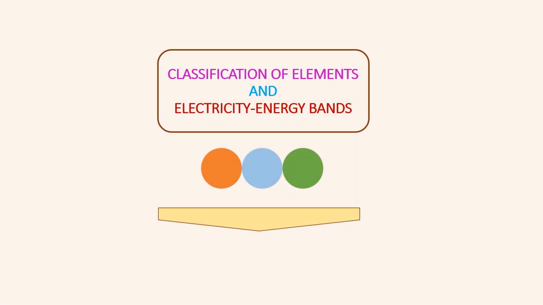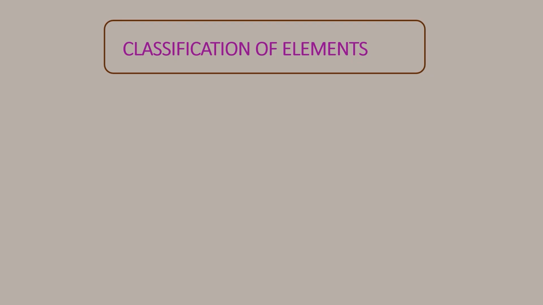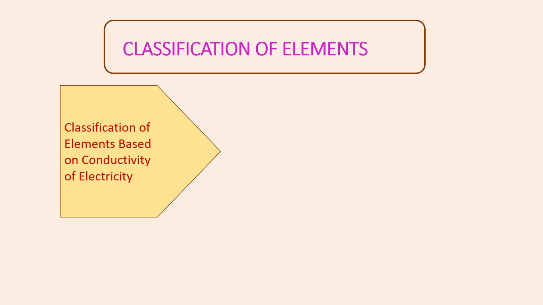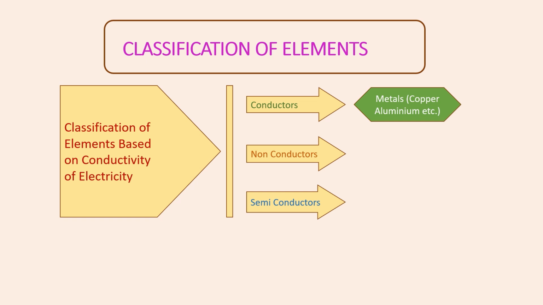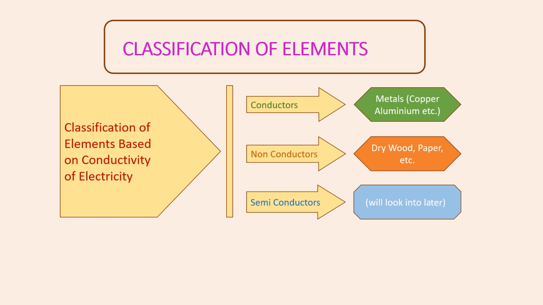Classification of elements based on electrical conductivity and energy bands. Elements can be generally classified into three types based on their conductivity of electricity. First one, conductors. Second one, non-conductors or insulators. And third one, semiconductors. Examples of conductors are metals such as copper, aluminum, etc. Examples of non-conductors are dry wood, paper, etc. Semiconductors are a different concept, which will be discussed later.